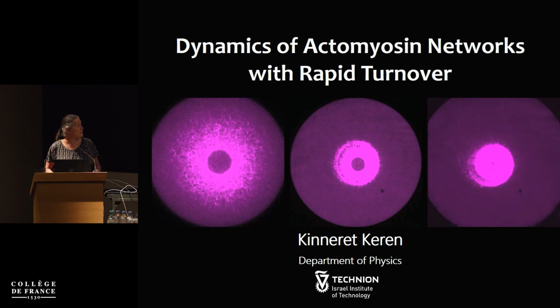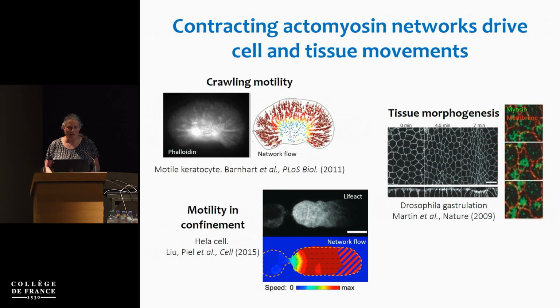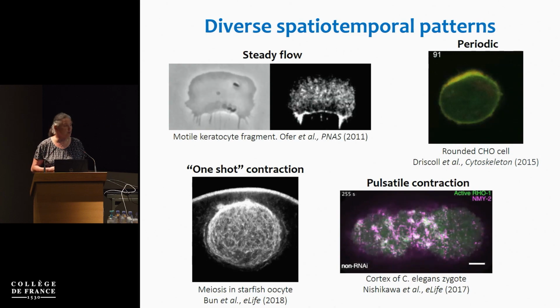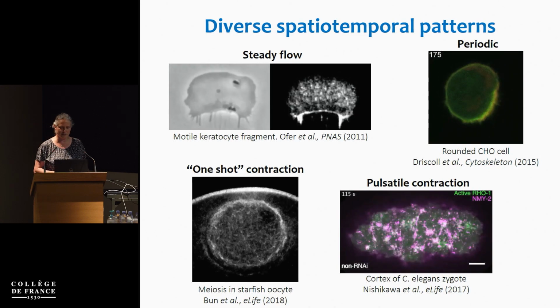So I'm going to talk about dynamics of actomyosin networks with rapid turnover. I'll be focusing on contracting actomyosin networks, which, as we saw in these two days, drive movement both on the single cell level and on the tissue level, like you can see in this motile keratocyte or in these cells that are confined, as well as at the tissue scale, where you have, for example, pulsatile contractions during gastrulation, which drive the movement. And if you look at the spatiotemporal patterns in these networks, you can see various types of behavior.